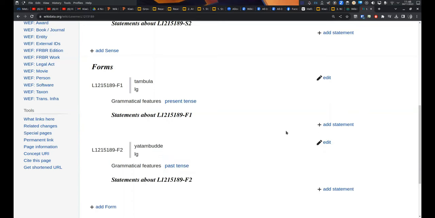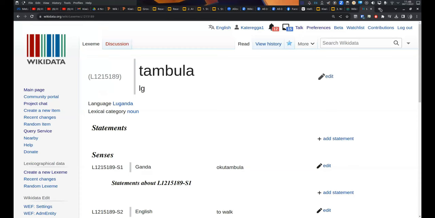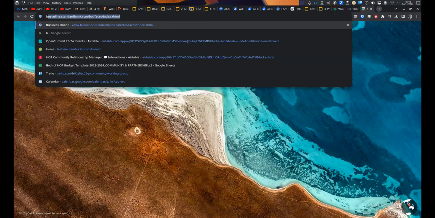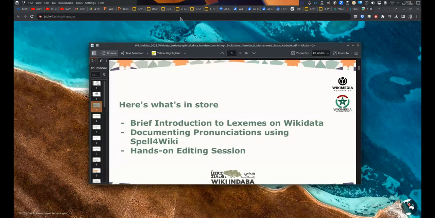So that is the prompt. I can add other tenses. We even have other items, but we start somewhere. So I've created one already. But I've been doing the dashboard, which is bit.ly. Let me see from the slides. Where are the slides?